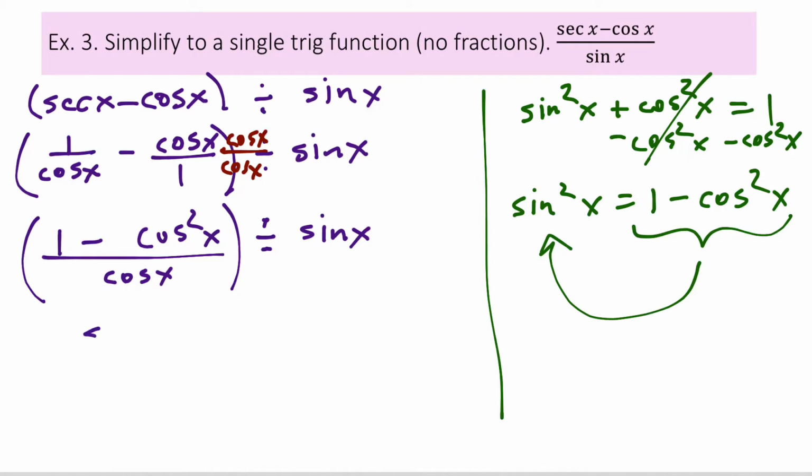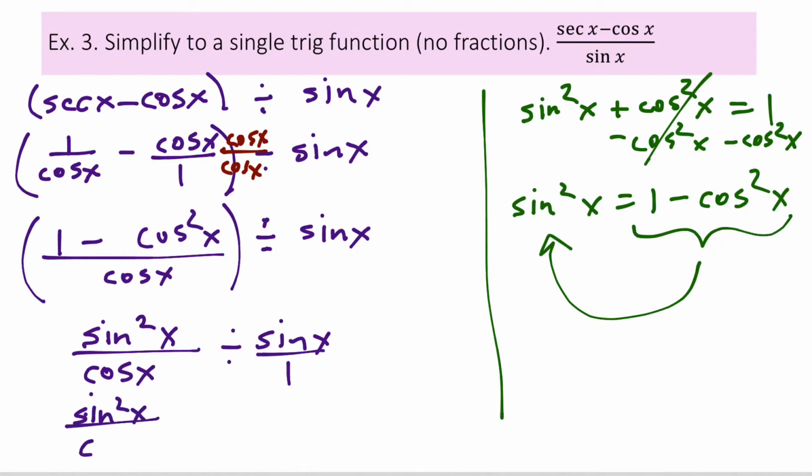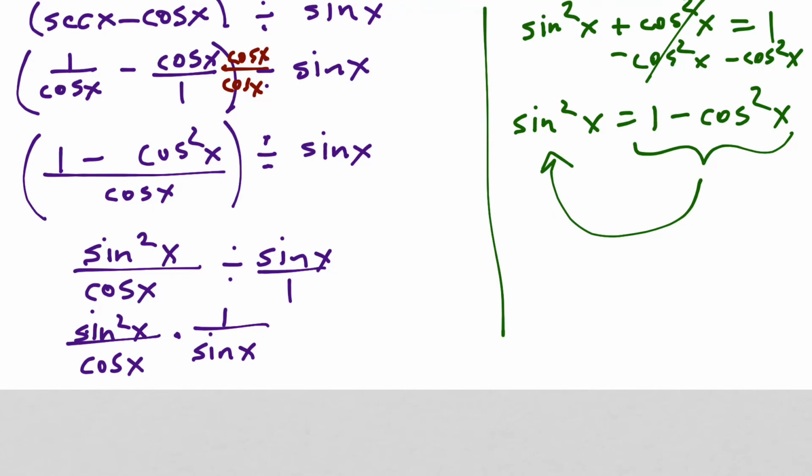So on the top, I'm doing a substitution. Now I have sine squared of x over the cosine of x divided by the sine of x. All right, so I'm going to put a 1 in the denominator so that I can flip and multiply here. So this one stays the same, but I'm going to change the sign to multiplication, and I'm going to flip my second fraction. So now in the numerator, I've got the sine squared of x. In the denominator, let me just put it in left-right order instead, commutative property, of course.